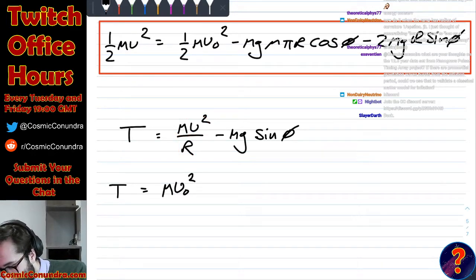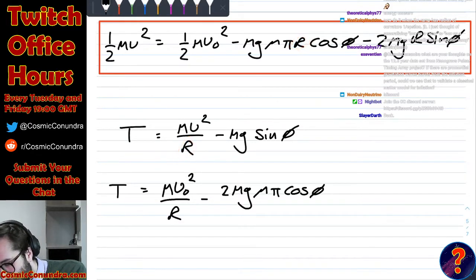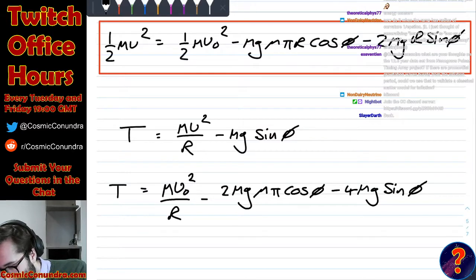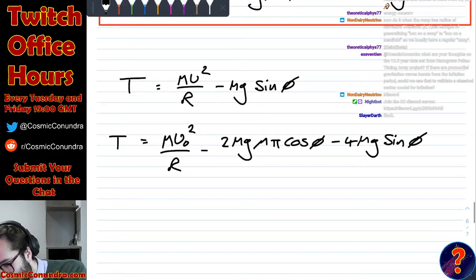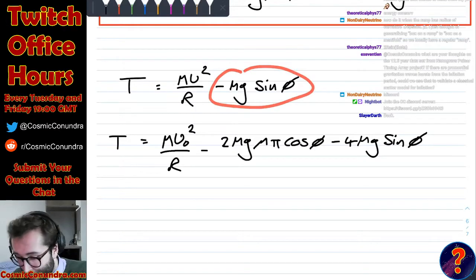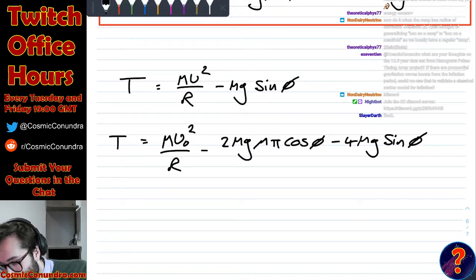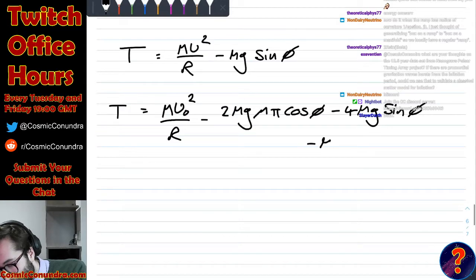So I have m v naught squared over R minus 2 mg mu pi cos phi, where this R here is cancelled by dividing by this R, minus 4 mg sine phi. Okay, and of course I also need this expression here, this minus mg sine phi. And that was from the tension equation.